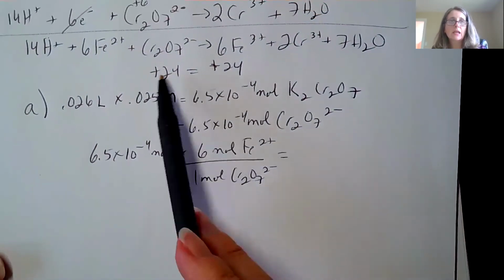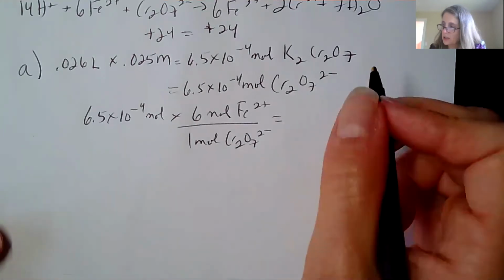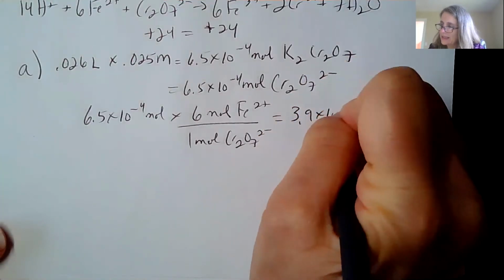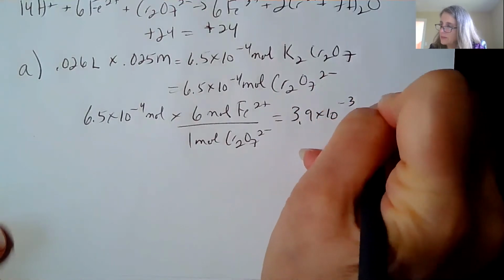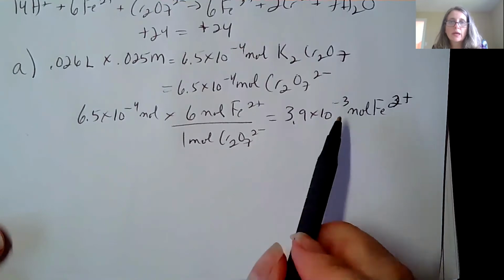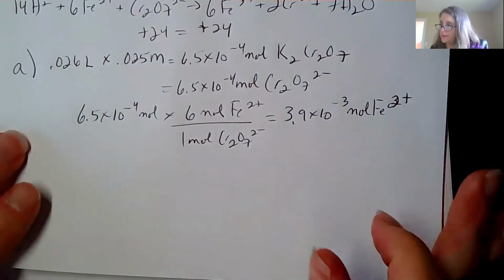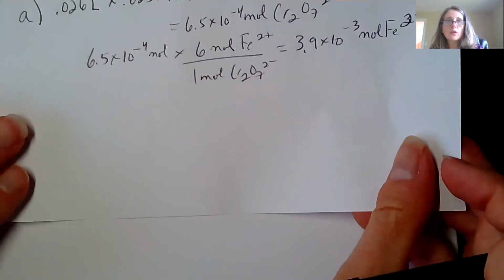So again, like I said, you need a proper balanced equation to do the calculations correctly. So I'm not going to put a question exactly like this on the test because it's going to be a nightmare to grade. So I end up with 3.9 times 10 to the negative 3rd moles of iron 2. So those are the moles.